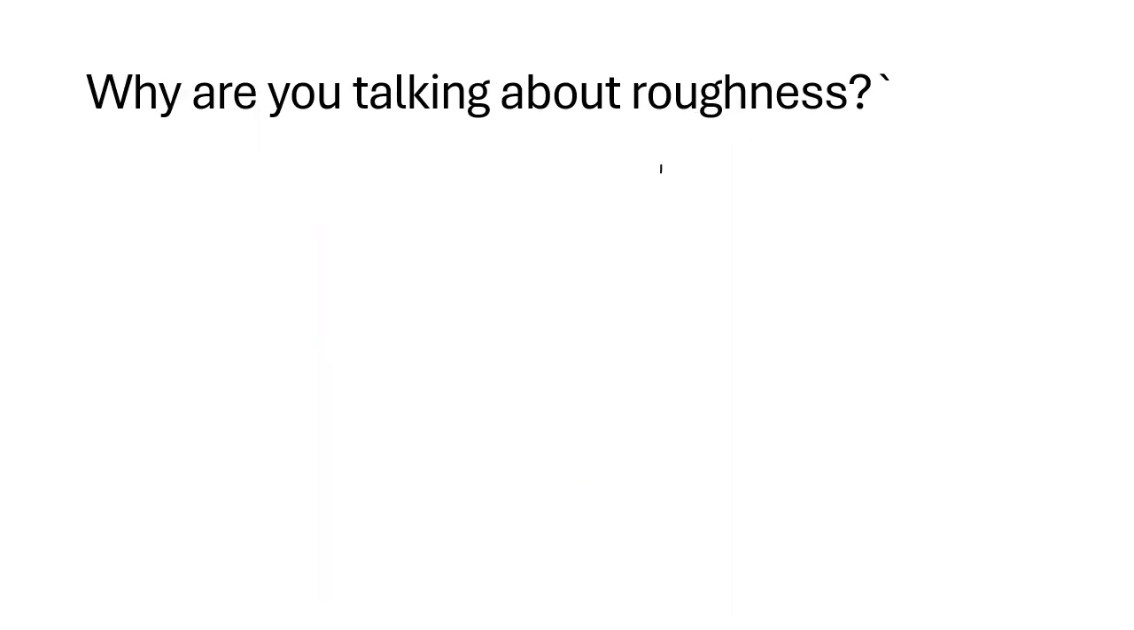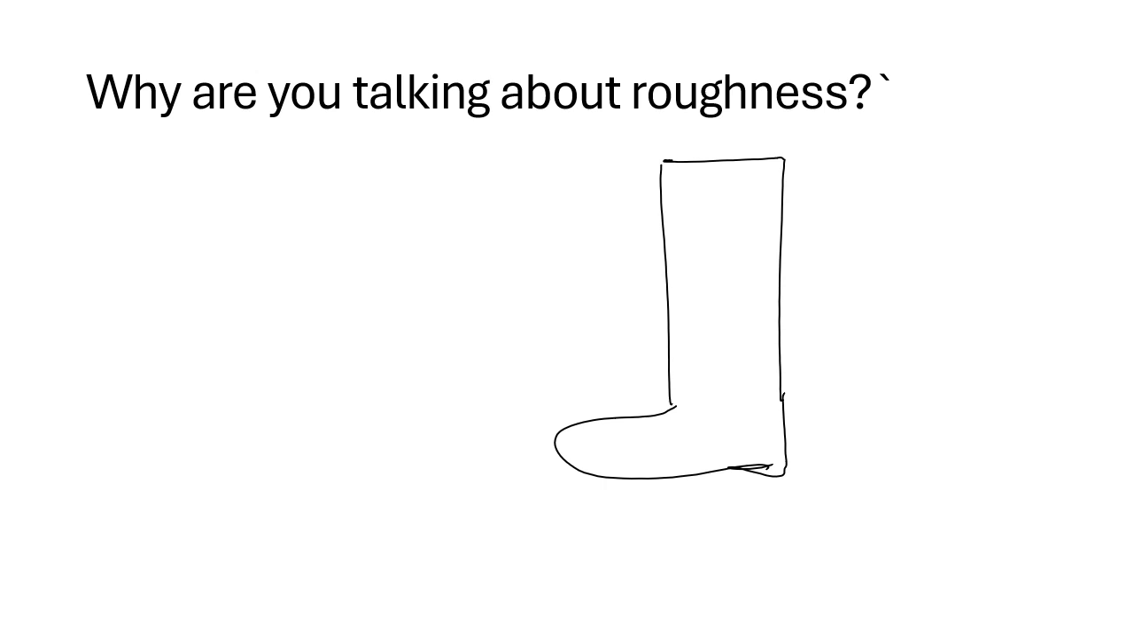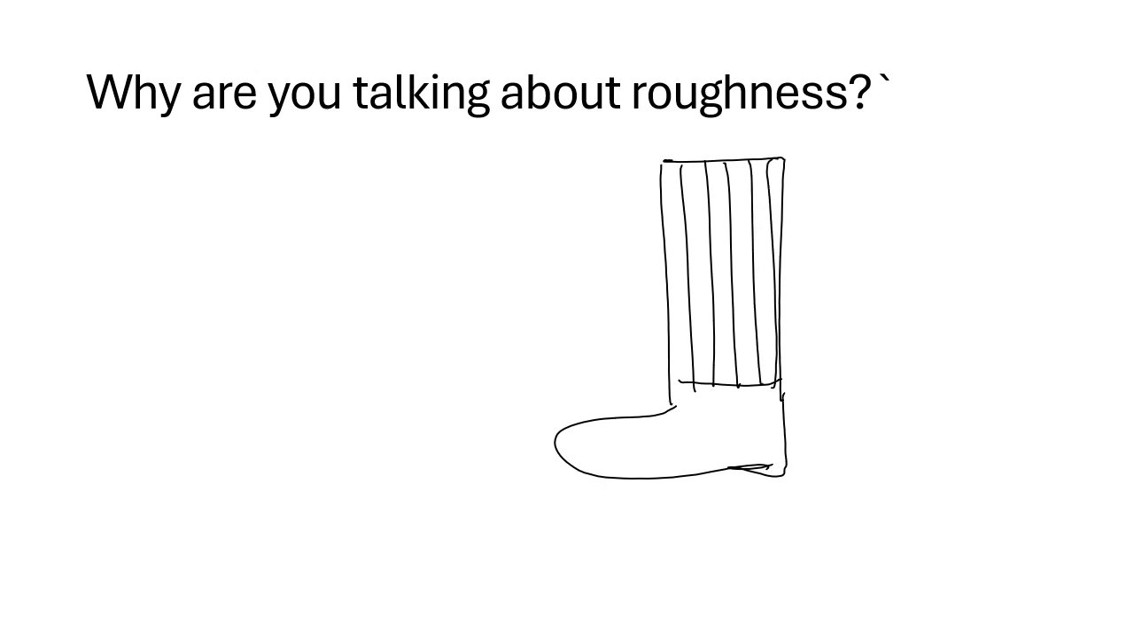So at this point you might be asking, why the hell is this guy talking about roughness when I want to know about aero socks? Well, the aero socks that I have, at least, they have a whole bunch of ridges which run along the sock. Now these are, aerodynamically speaking, boundary layer trips, and boundary layer trips cause the boundary layer to transition from laminar to turbulent.